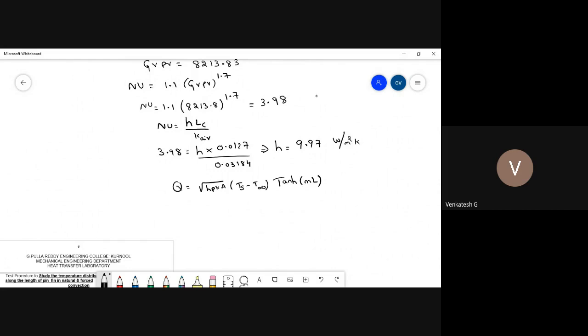Now here we know the perimeter P is equal to pi d, and the area is pi by 4 d square. So you can calculate all these values. The perimeter we are going to get is 0.398 and the area is 1.266 into 10 power minus 4. Again we can calculate the m value. The small m is equal to root over hP by kA. This value will be around 5.337.